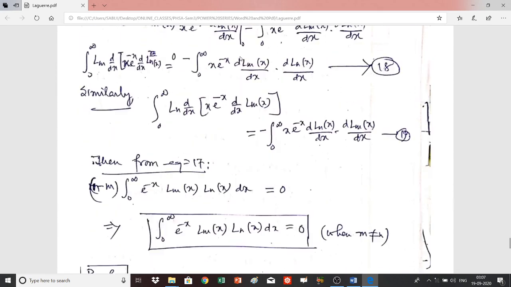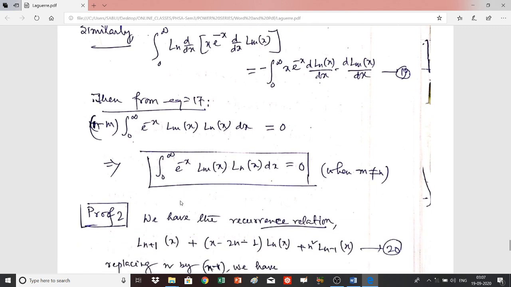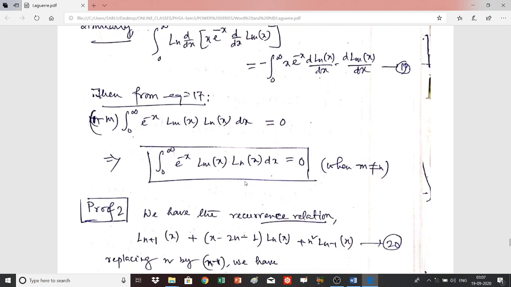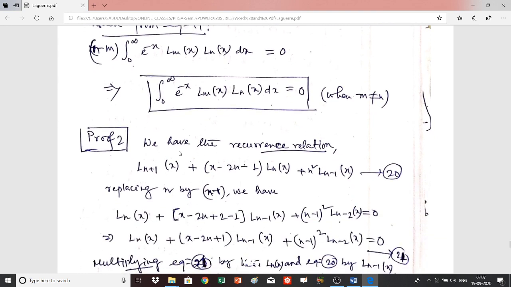So finally we get (n minus m) times the integral from 0 to infinity of e^(-x) Ln Lm dx is equal to 0. And in this case, obviously m is not equal to n. So from here, the integral from 0 to infinity of e^(-x) Lm Ln dx is equal to 0 for m not equal to n. This is the first orthogonal property of the Laguerre polynomials or Laguerre functions. In this case, obviously m is not equal to n.